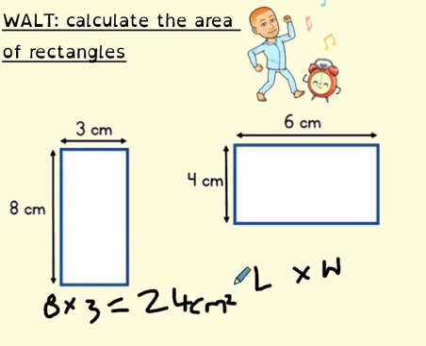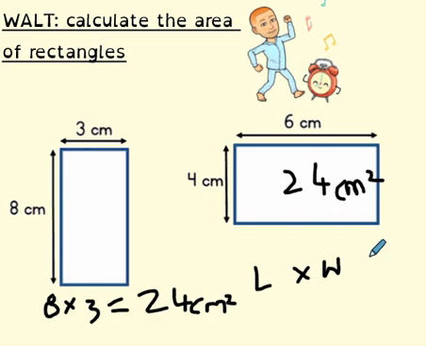which is where I get my formula from. Again, over the side here, this time I've got a width of 6 centimeters and a length of 4 centimeters. Again, length times width would give me 24 again. So there are different ways, remember, centimeter squared, there are different ways of showing the same area.